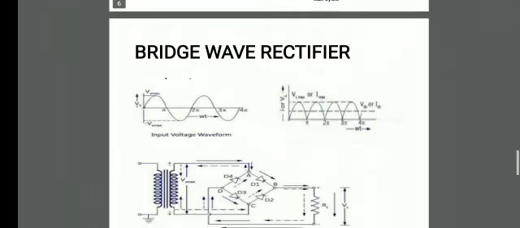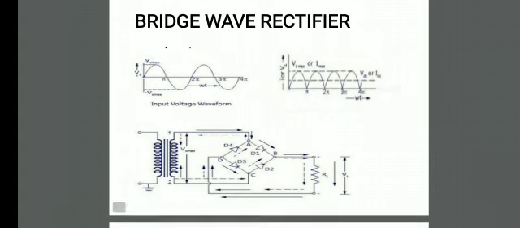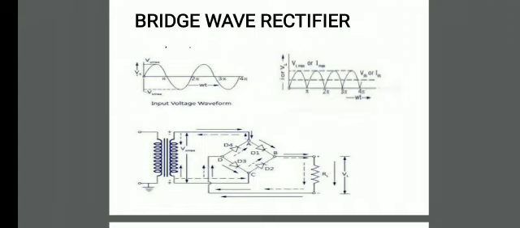Now we'll go to the third type, that is the bridge wave rectifier. In this bridge rectifier, we can see 4 diodes are used. Diodes D1, D2, D3, D4 are connected in a bridge. In this case no center tap transformer is used, only a step down transformer is used. Even though in the figure the secondary looks similar to the primary winding, we have to say always in the bridge rectifier also the transformer used is step down.